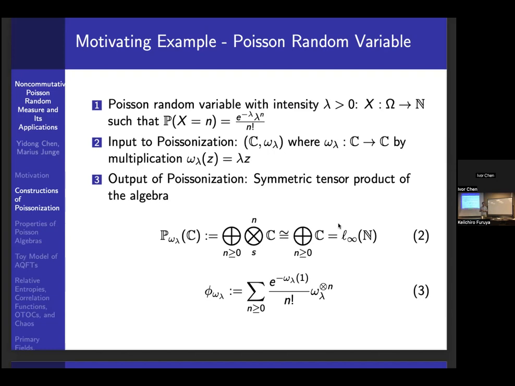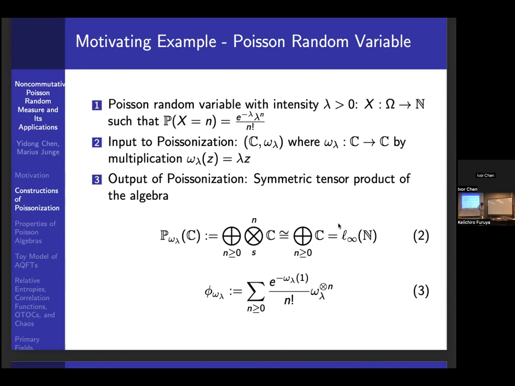Obviously it's a weight. It's a linear functional. It's just multiplication. It's not normalized because omega lambda of one is lambda. It's not necessarily one. And it's bounded, the norm of which is the absolute value of lambda. Well, it's just lambda in this case. So what is the output of our Poissonization? I'll just tell you what it is. It's this: the direct sum of the symmetric tensor product n times of C, the algebra itself. That's it. That's the Poisson algebra.